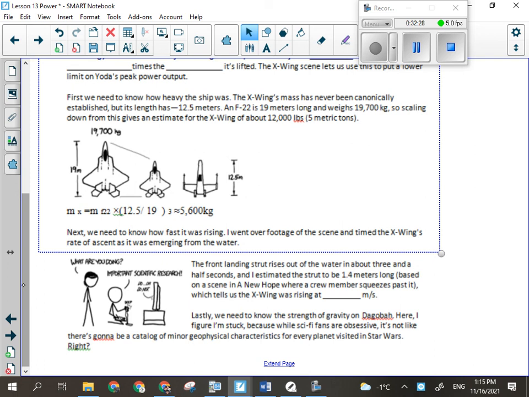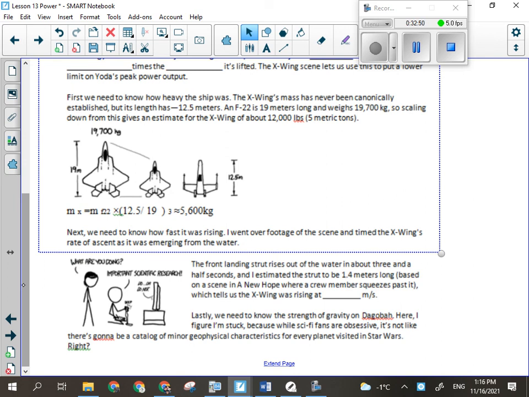He estimated the strut to be 1.4 meters long, based on a scene from Star Wars: A New Hope, Episode 4, where a person had to duck to get underneath the X-wing, so about 1.4 meters. So that tells us that it went 1.4 meters in the 3.5 seconds. So we could calculate the speed at which it was rising.